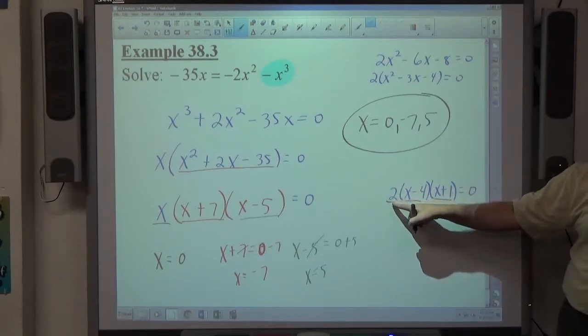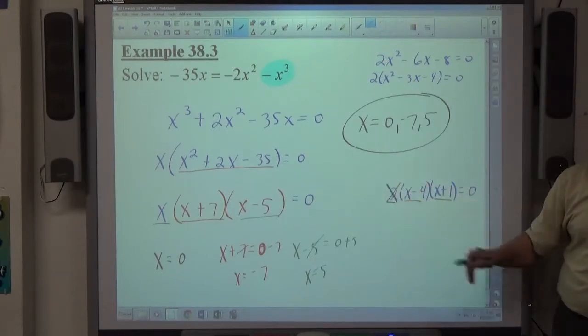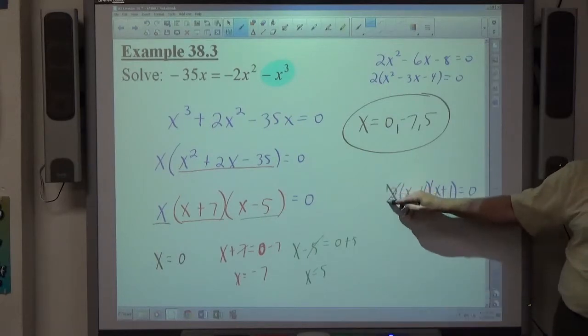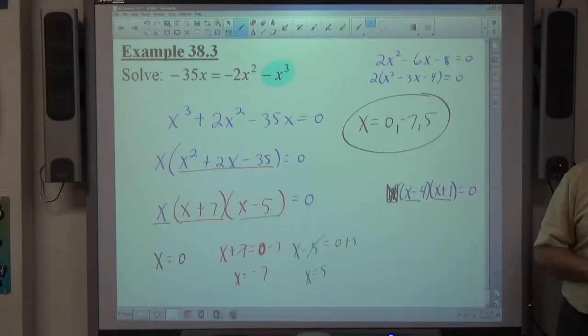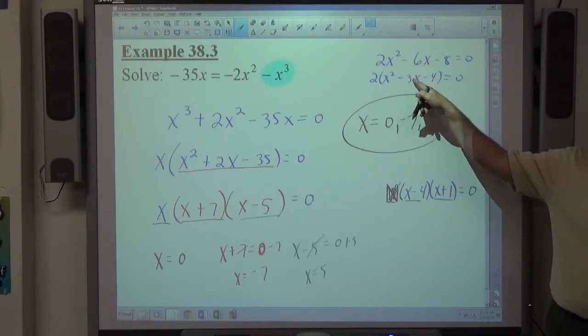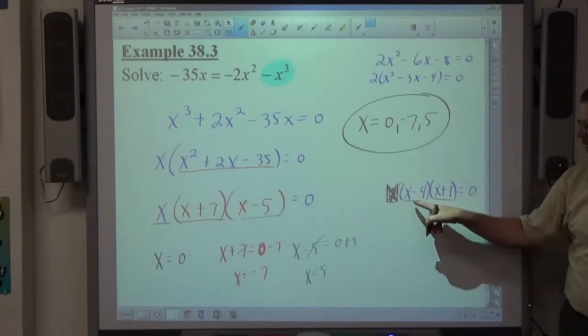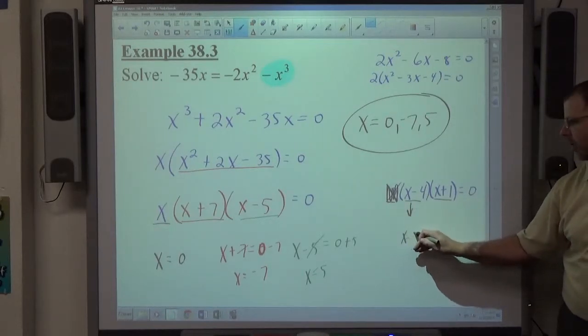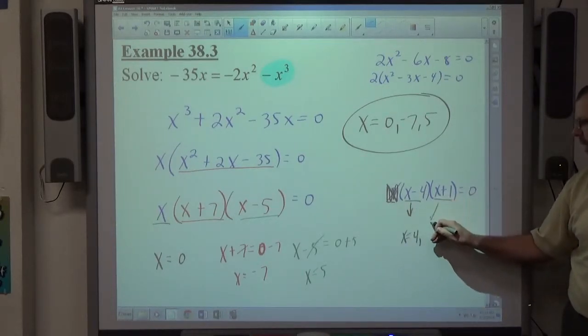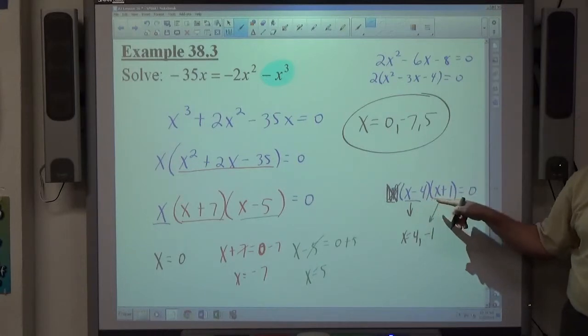Does 2 contain a variable? No. That creates no answer. Scribble it out instead of putting an X there. If you have a numerical factor, it's helpful in factoring. It's a lot easier to factor this than it is to factor that, right? It was necessary to do that. It was helpful. But a numerical factor does not create an answer. This creates an answer of x equals 4. This one creates an answer of x equals negative 1 because they both contain a variable.